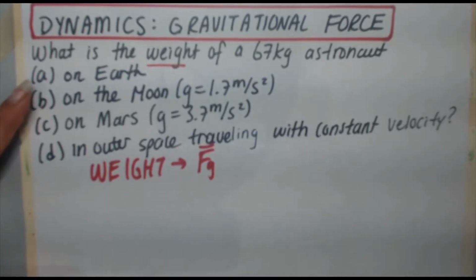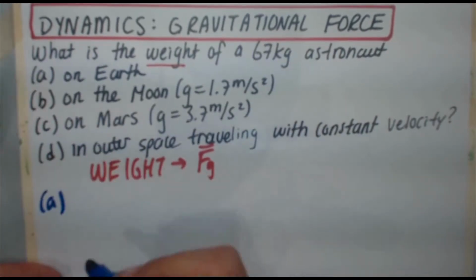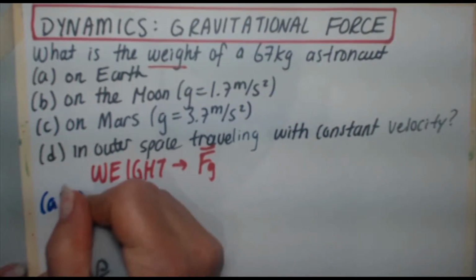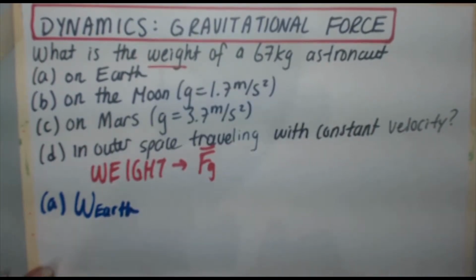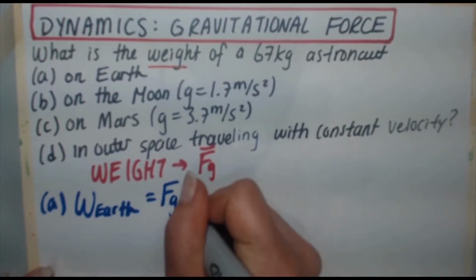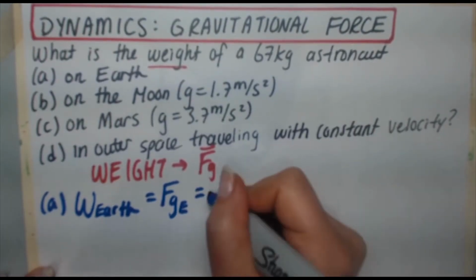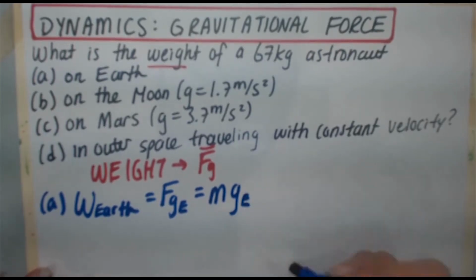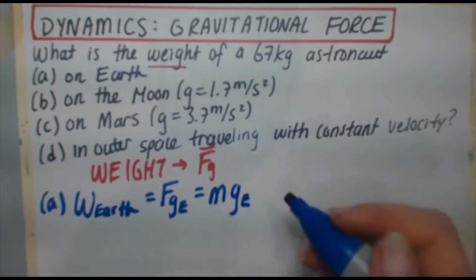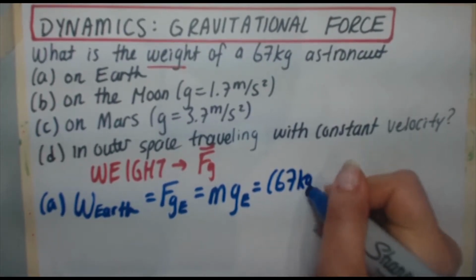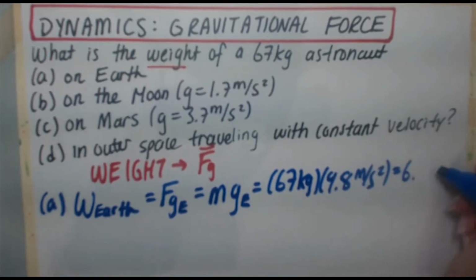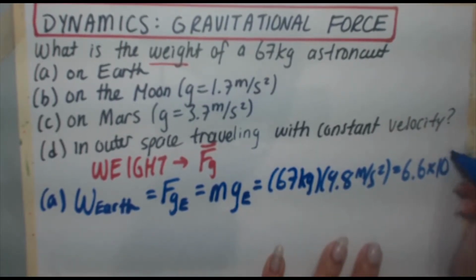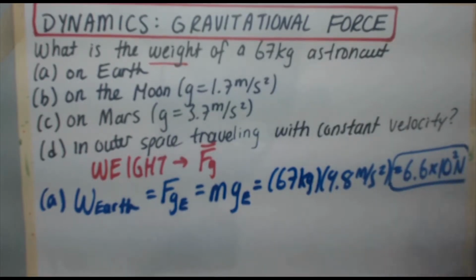Okay, so for this problem, we are going to be looking for the weight of the astronaut on different planets. Now, your weight does change depending on the mass of the object, but what doesn't change is your mass, and that's the constant in these problems. So the astronaut's weight on Earth, W Earth, is equal to Fg Earth. I'm just going to put a little e there for Earth. The force of gravity formula is mass times g, and we're using g Earth. Again, mass is a constant, so it needs no subscript. Mass is 67 kilograms. Acceleration due to gravity is 9.8 meters per second squared. And when you take the product of those two and express it in scientific notation, you will get 6.6 times 10 to the 2 newtons. So that is the person's weight on Earth.